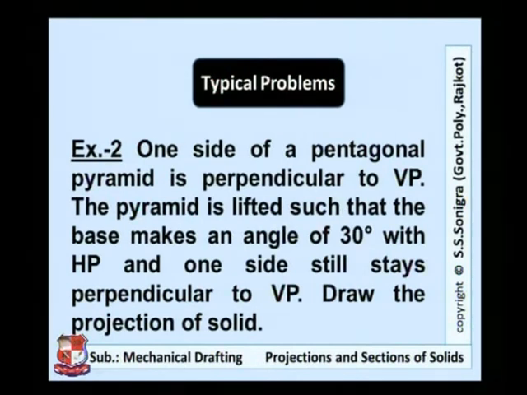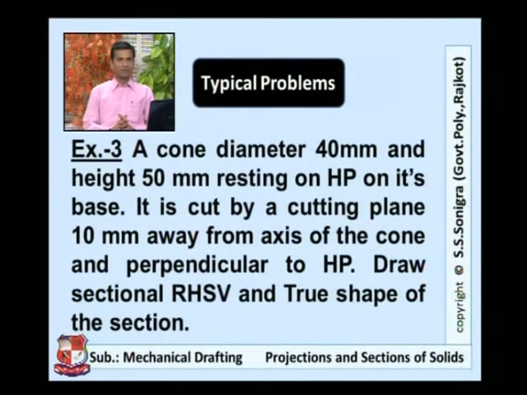So that was the solution of the first problem, that is one side of the pentagonal pyramid that we have seen. Now problem number 3. The third problem is based on a cone. A cone of diameter 40 mm and height 50 mm is resting on HP on its base. It is cut by a cutting plane 10 mm away from the axis of the cone and perpendicular to the horizontal plane. Draw the sectional right hand side view and a true shape of the section.